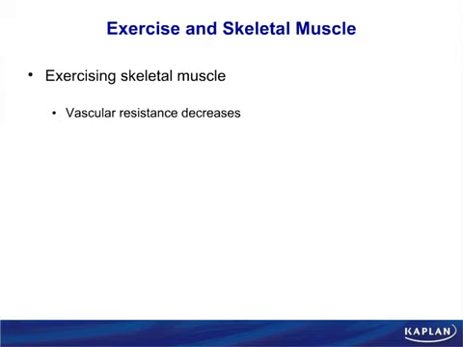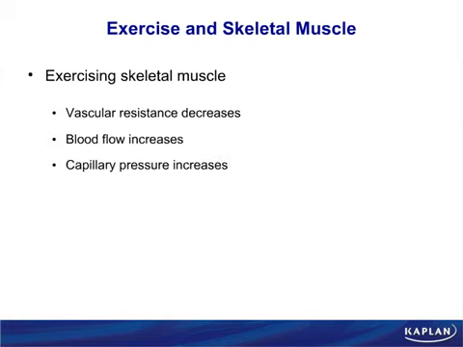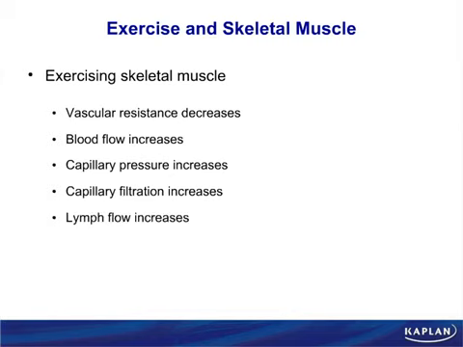All right, we should be able to think our way through various aspects here. Exercising skeletal muscle, vascular resistance falls. That means blood flow goes up. It just follows. We just apply. We know if resistance goes down, blood flow goes up. And if blood flow goes up, capillary pressure goes up. And if capillary pressure goes up, then we're going to filter more. So we're going to see an increase in lymph flow, as we would predict.